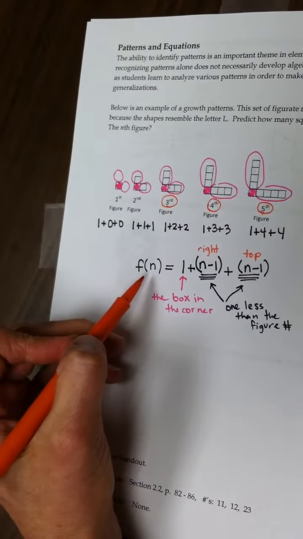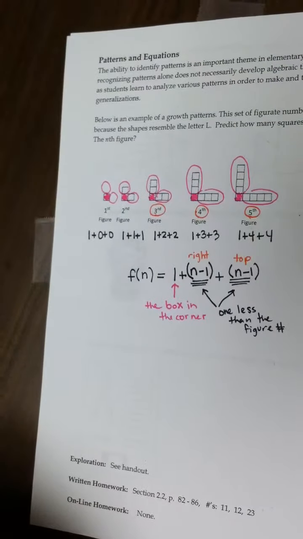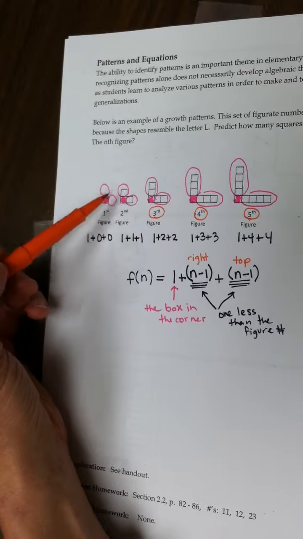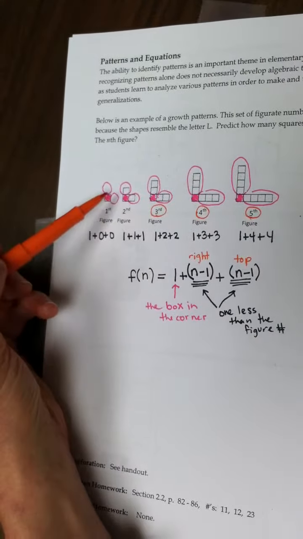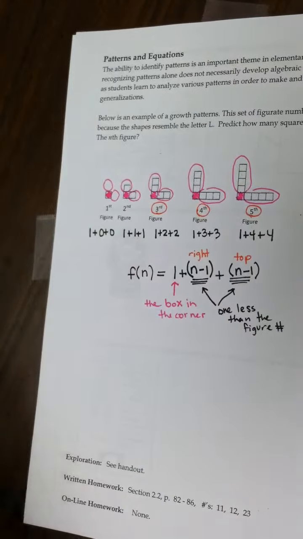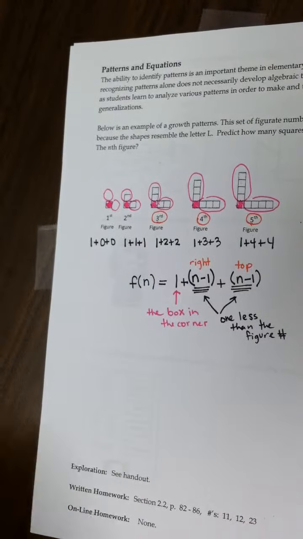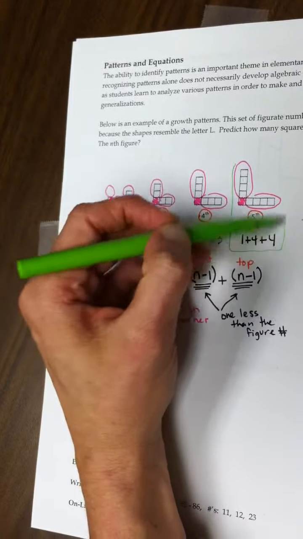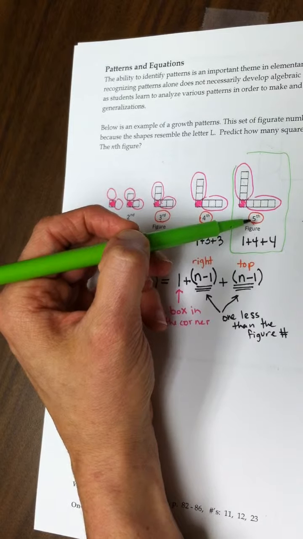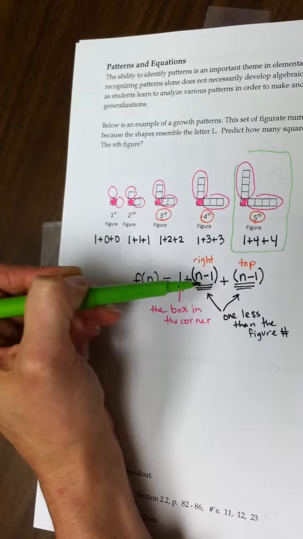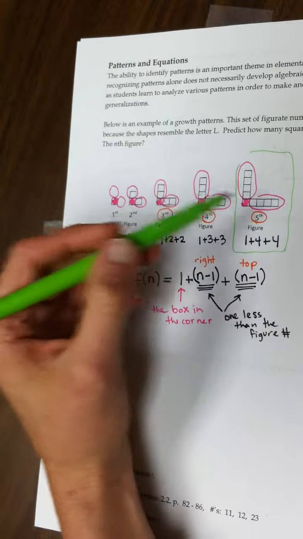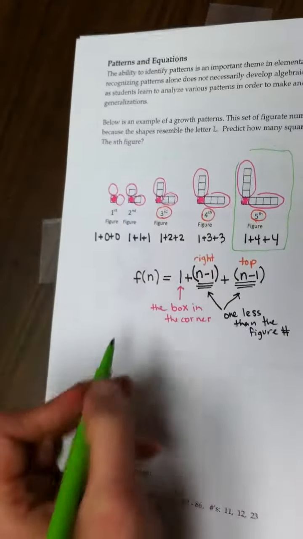So I've created a function that looks completely different than the first one because I saw completely different geometry in my shapes. But this function should also work. So I'm going to check this one for the fifth figure as well. When I plug in a 5 into my function and crunch all these numbers, I should get 9 out because there are 9 blocks in this figure.